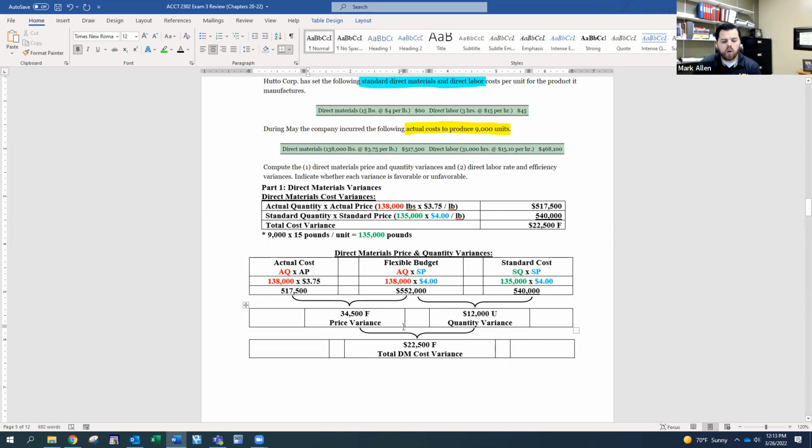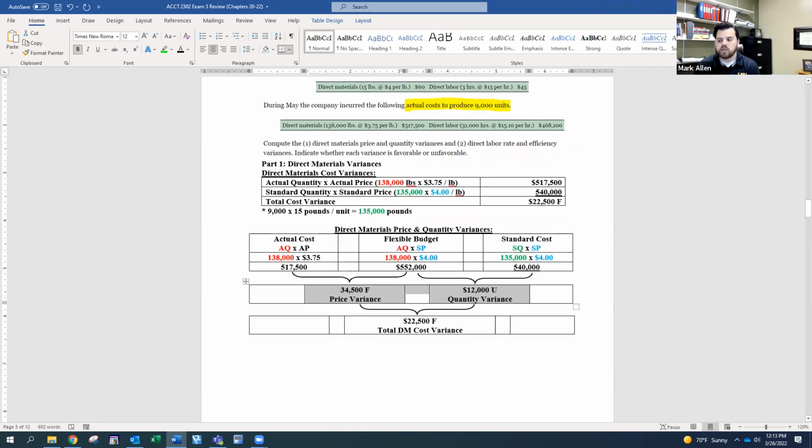Now, what I want you to realize is that to get your total cost variance, in this case, you net these two out. So you've got a $34,500 favorable variance compared to a $12,000 unfavorable variance. Those two things are going in opposite directions, so that unfavorable variance is going to eat away at a piece of the favorable variance from above. What we end up with here is $22,500 favorable. That's how the math works.